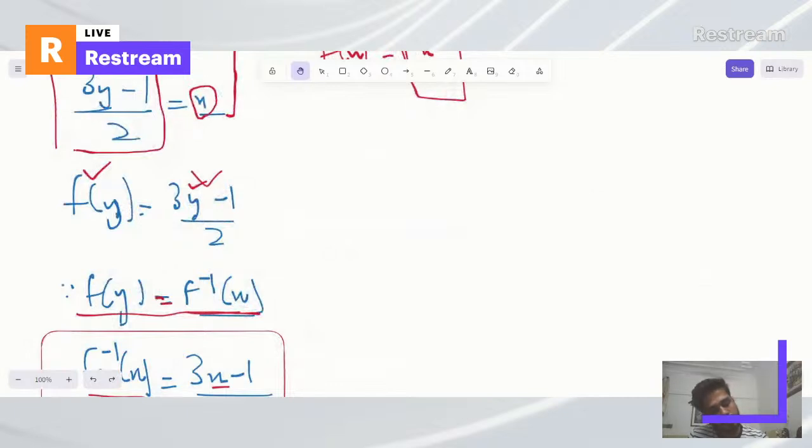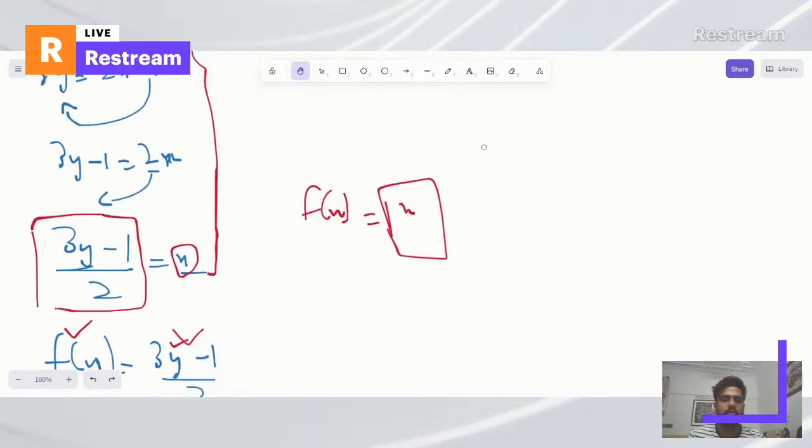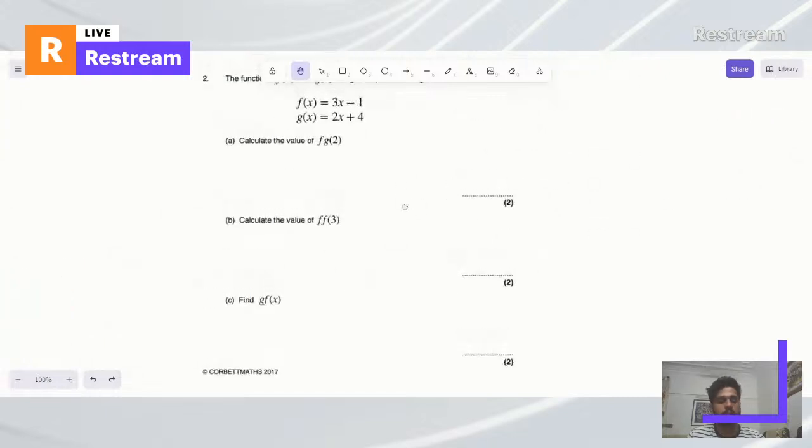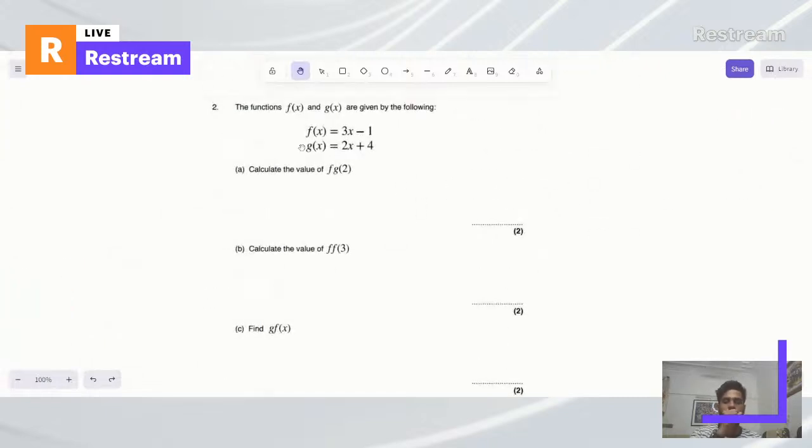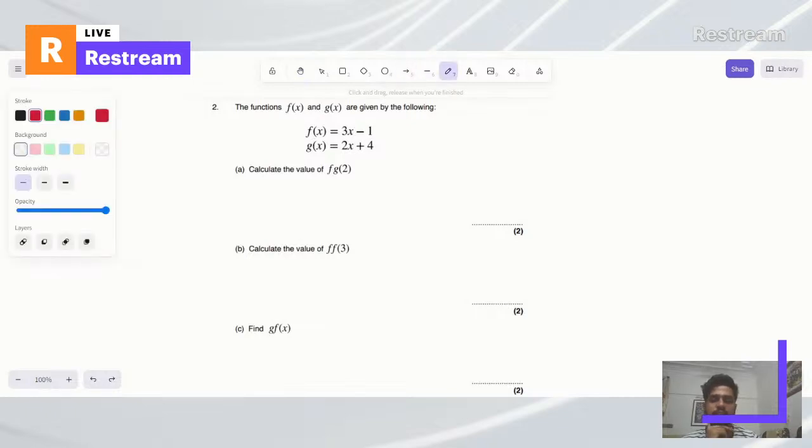Right? And don't worry, we're gonna do a couple more questions, so I hope that you will get a better idea by then. Okay, so let's move on to this question now. I have two equations, which is f of x and g of x. What they're asking us is to find out the value of fg2. Now first I need to solve fgx.